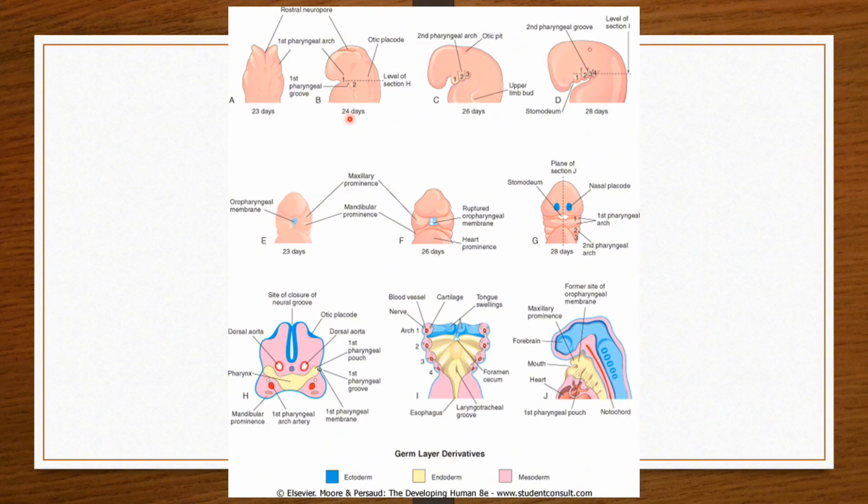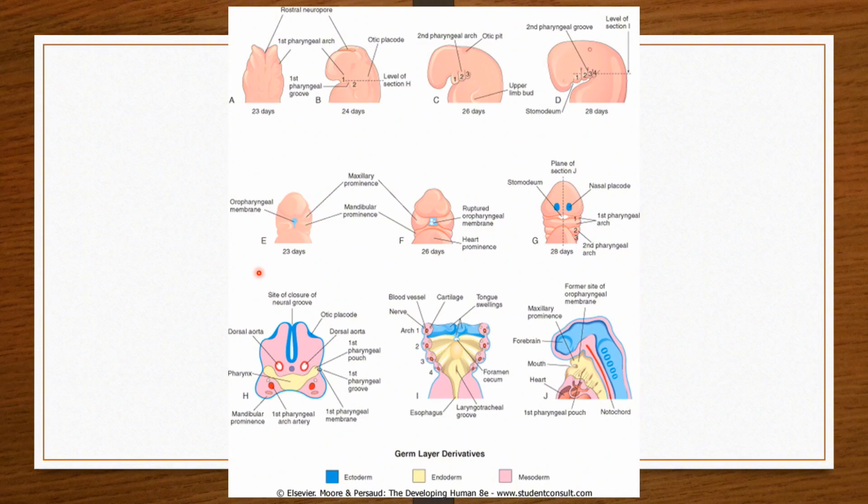Now you can see in this diagram that at this stage only the first pharyngeal arch is present and the second is in process of development. Then you can see the first, second and third are now developing, and here you can see the first, second, third and fourth pharyngeal arches are present, and in between these arches you can see the pharyngeal grooves or pharyngeal clefts. On the outer aspect between two arches there is a pharyngeal cleft or groove, and on the inner aspect you can see the pharyngeal pouch.